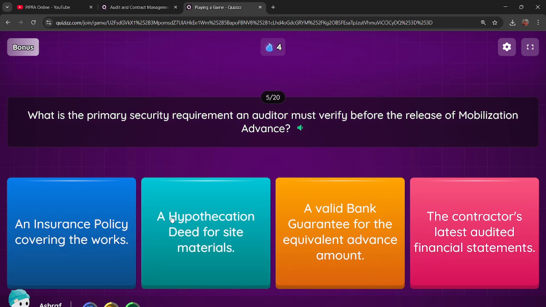Question: what is the primary security requirement an auditor must verify before the release of mobilization advance? Option 1, an insurance policy covering the works. Option 2, a hypothecation deed for site materials. Option 3, a valid bank guarantee for the equivalent advance amount. Option 4, the contractor's latest audited financial statements.